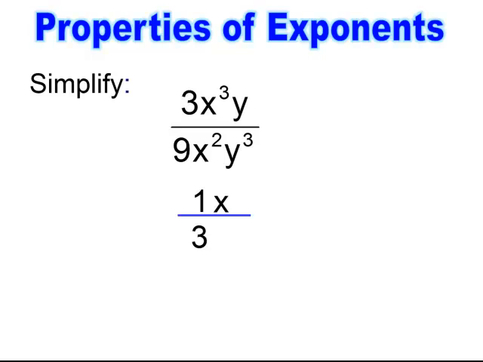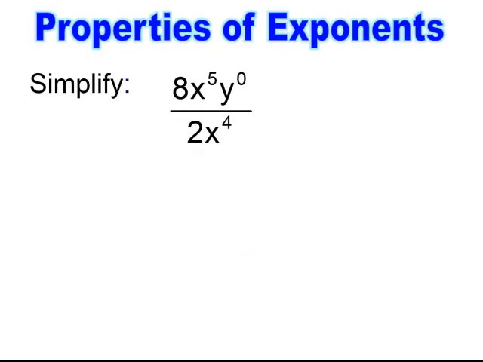So I get x. And then the y over y to the third, I subtract, and it's going to be y squared on the bottom. And you don't want to leave that 1 with the x, so you end up getting your x over 3y squared. When you're solving this, do it piece by piece. Make sure the numerical part is a fraction that needs to be reduced.